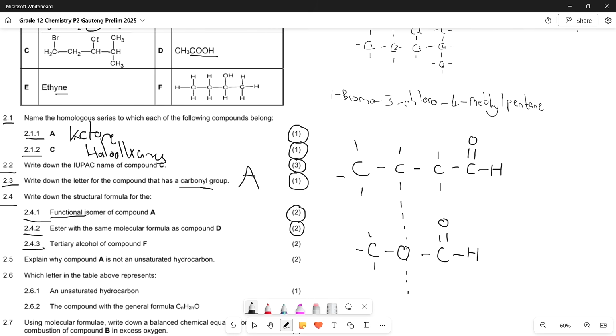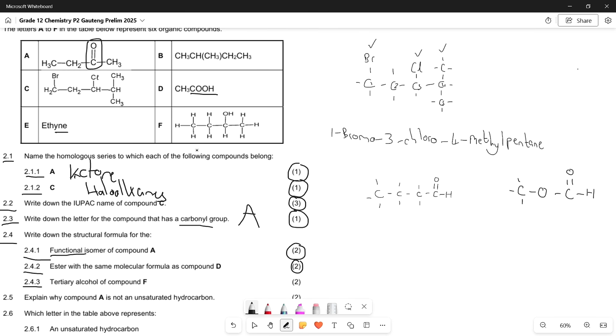So then 2.4.3, the tertiary alcohol of compound F. So we have primary, secondary, and tertiary alcohols. And we can first see that this alcohol here, this hydroxyl, is attached to a C that is attached to 2 other C's, which means that in a scenario like this, if this whole side was gone, this would be a primary alcohol because there's only 1 C attached to the C that the hydroxyl group is attached to. So it's not about it being attached on the first or the second C, it's about how many C's are attached to the C that the hydroxyl group is attached to, which means that in this scenario, we're currently dealing with a secondary alcohol because there are 2 C's attached to the C that the hydroxyl group is attached to.